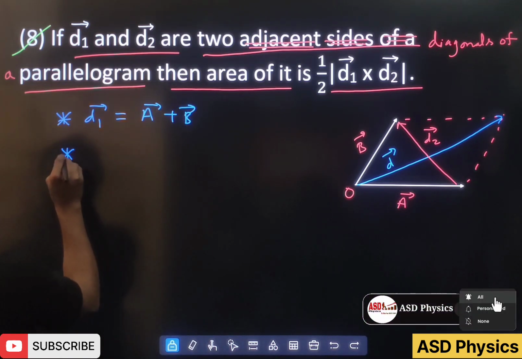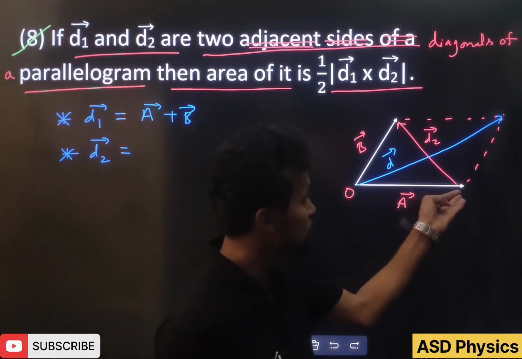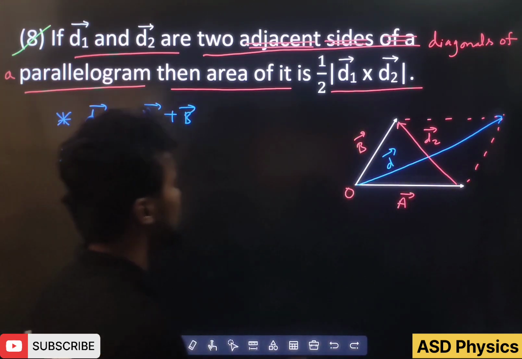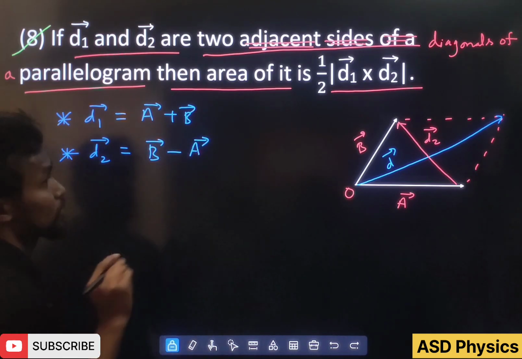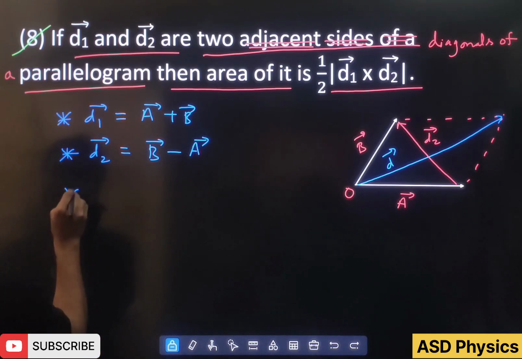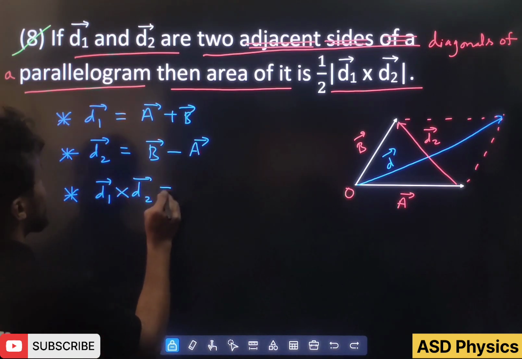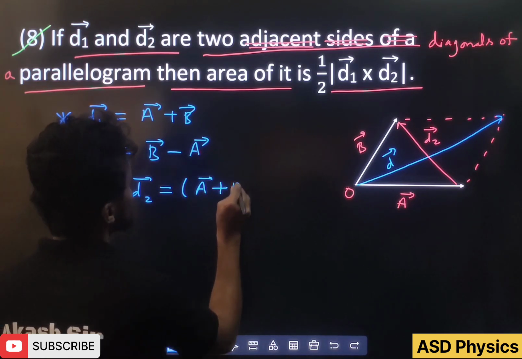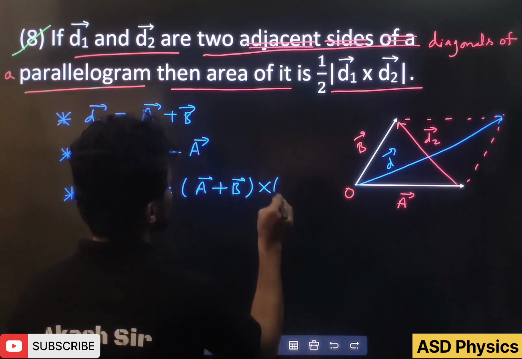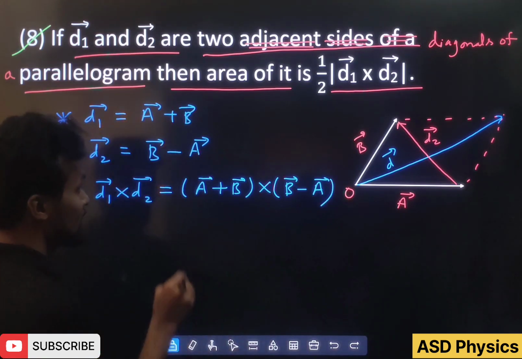Similarly, if I write vector D2, see, this vector is going from vector A to vector B. That means D2 we can write as vector B minus vector A. Now, if you see D1 cross D2, the diagonals, what will this become? Vector A plus vector B, cross vector B minus vector A. Just do the cross multiplication.